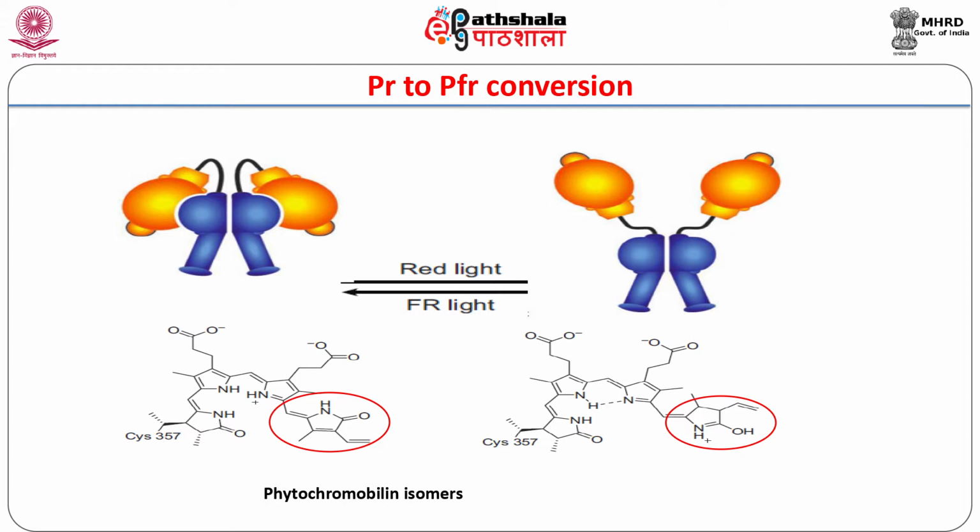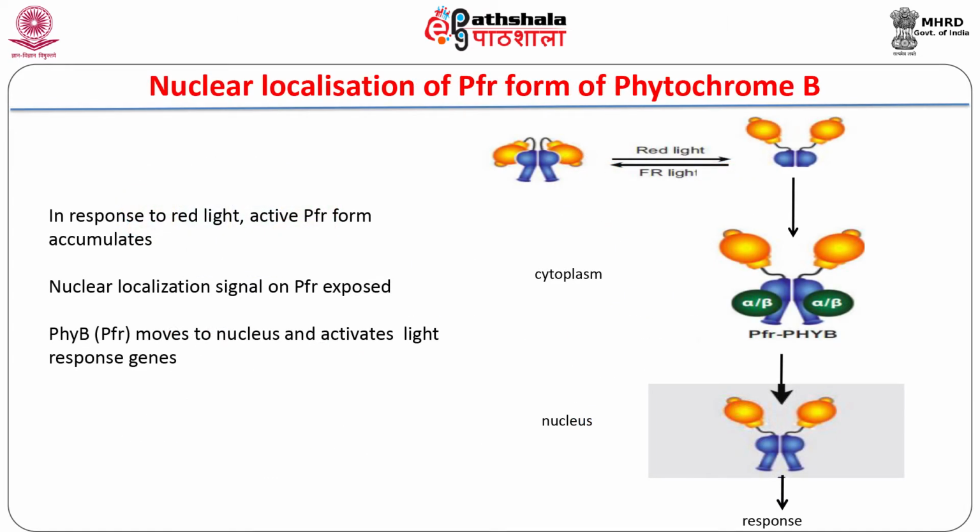The form of phytochrome in dark conditions, also known as far red conditions, which has an absorption maxima at 730 nanometers, is the PR form, which is converted to the PFR form when red light having an absorption maxima of 660 nanometers is sensed. In the PFR form, nuclear localization signals or NLS present on the protein part of phytochrome are exposed. The NLS are recognized by nuclear import proteins called importins, which chaperone the PFR form to the nucleus, where it brings about regulation of the light response genes.